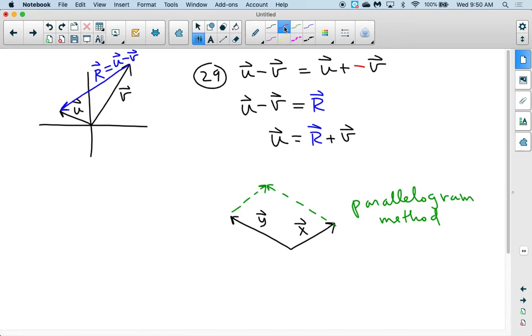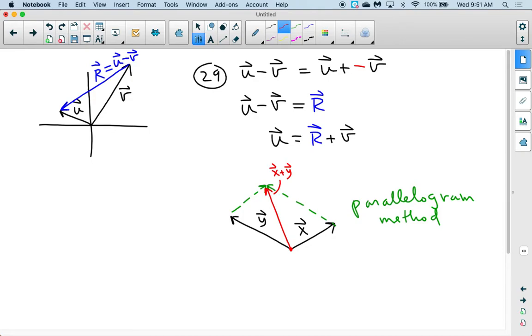Remember, we talked about this earlier. It's from the shared initial point to the opposite diagonal in the parallelogram. All right, so there's x plus y.